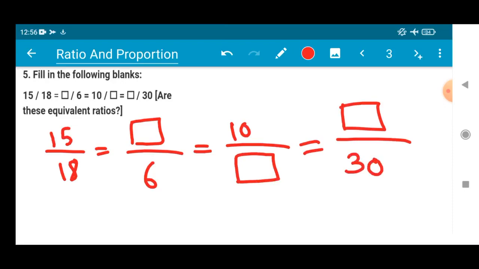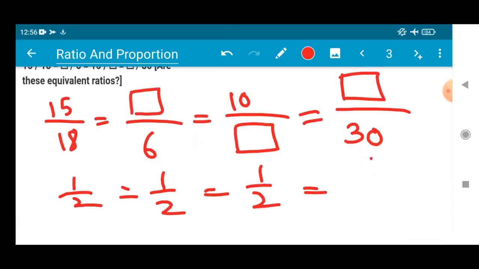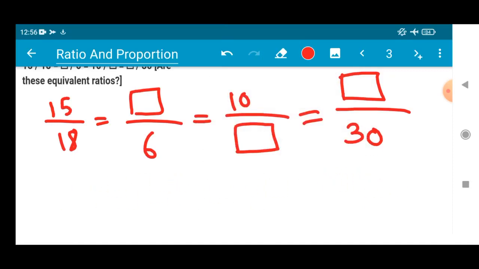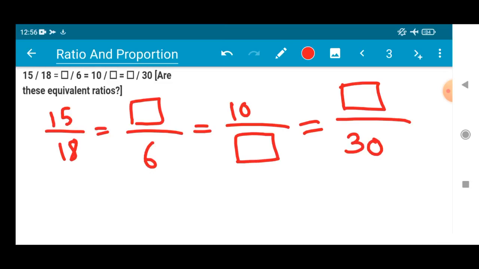And not only that, we will not only calculate the value of the missing boxes here, we will also find whether these are equivalent ratios or not. Equivalent ratio means the fractions will be the same. Suppose it is 1 by 2, this should also be 1 by 2, this should also be 1 by 2 after simplifying. If you are not getting the same, you will write they are not equivalent ratios. But if you are getting the same ratios or same fraction, then it is equivalent ratios or equivalent fraction.